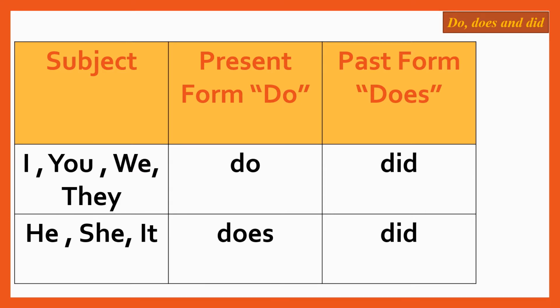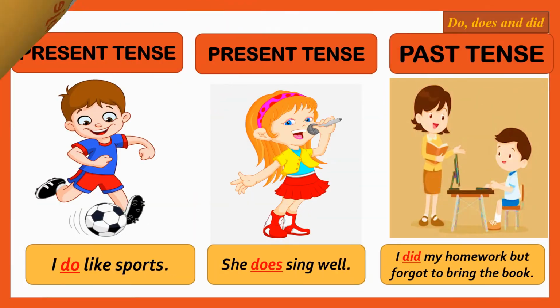Now let's see about the past tense here. Did is the past tense of do and did is used with all subjects. Now children, look at these sentences. The first sentence is I do like sports. In the first sentence, the subject is I. So, we will use do in the sentence.